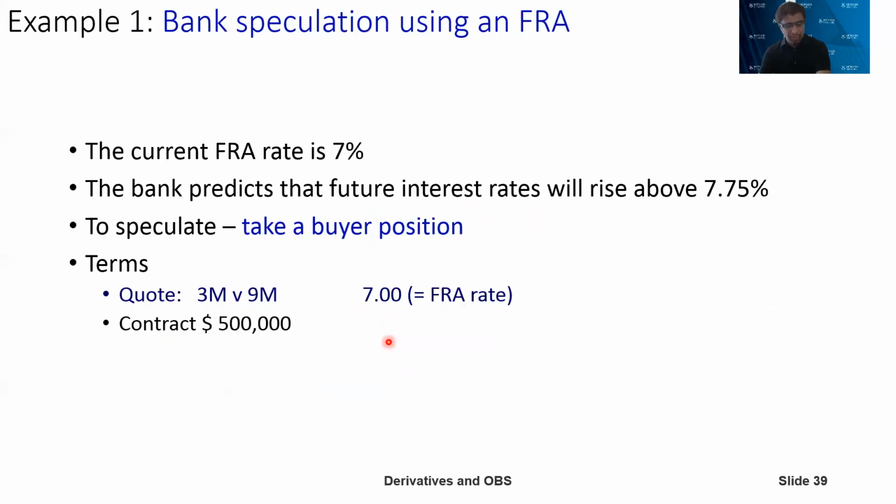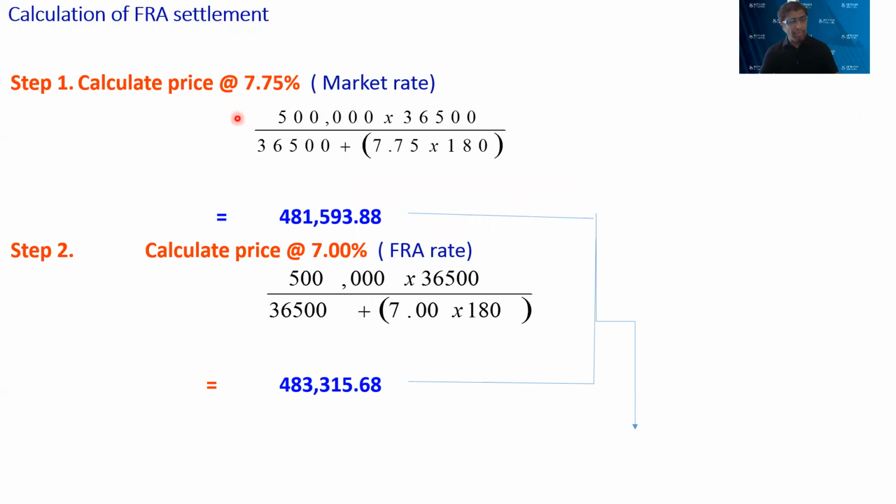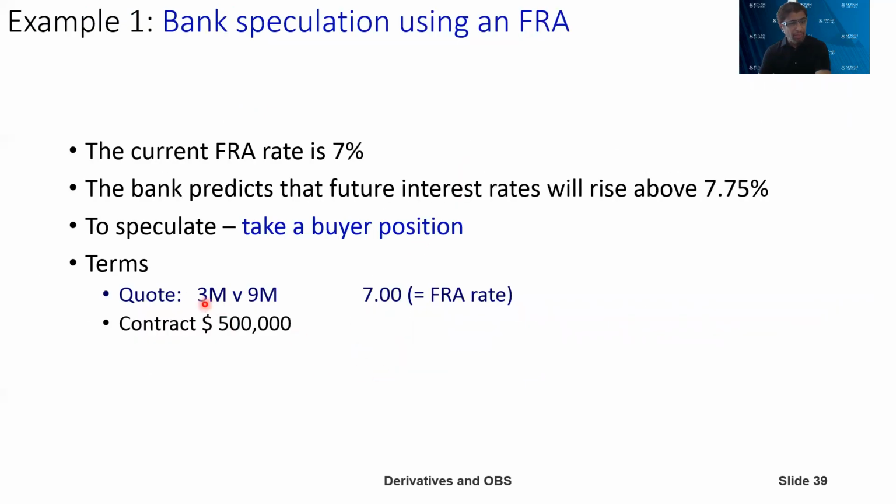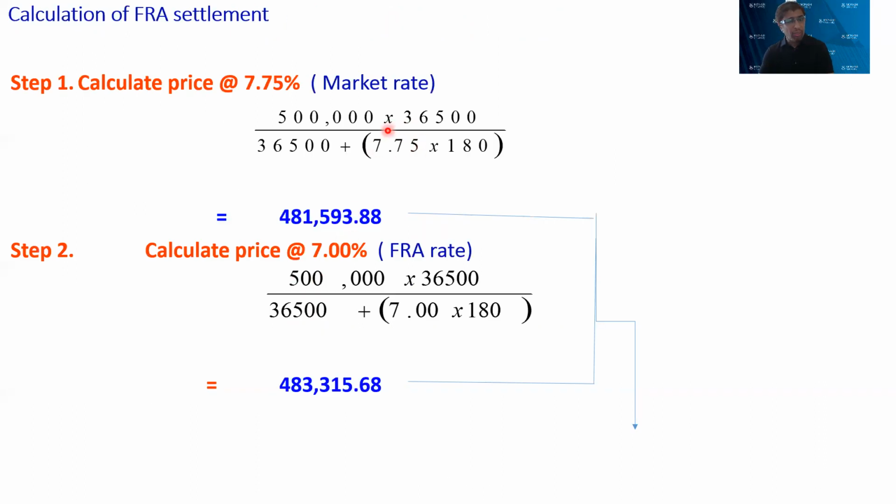Now, to make it in calculation, I'm taking this example and trying to do this calculation. First of all, you will calculate according to 7.75. Someone would ask, what is this? This is how we calculate the present value of this contract. Actually, what we are doing here is just discounting 500,000 for 180 days, because the settlement is 3 months, the contract is 9 months, but you will exercise after 3 months, which means what is left here is 6 months, which is 180 days. So you discount this 500,000 according to the new rate, and you see how much the compensation is.